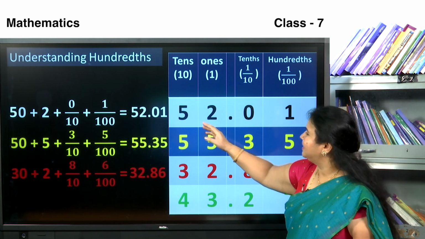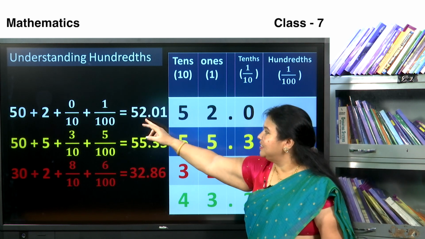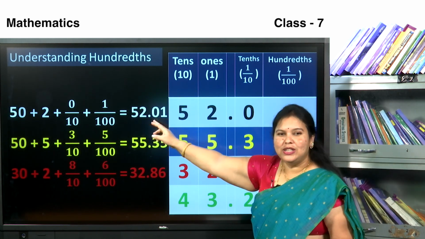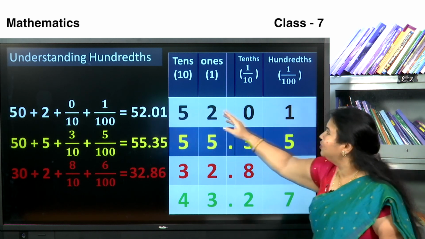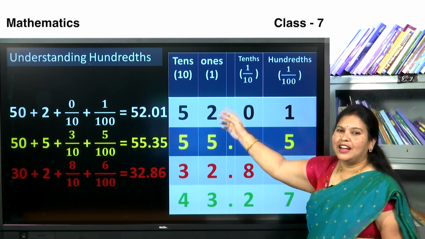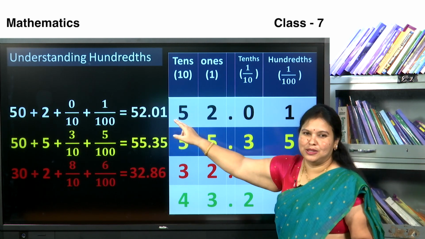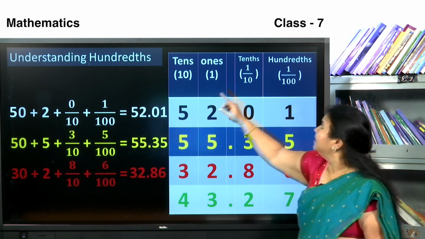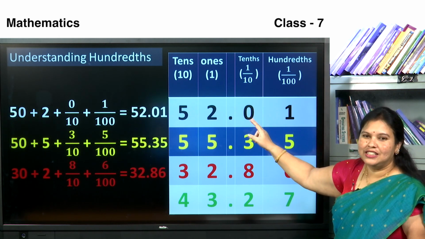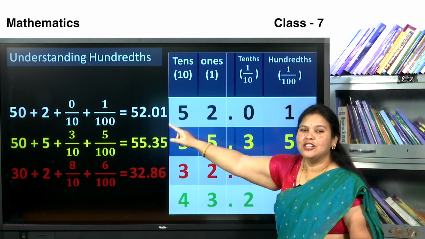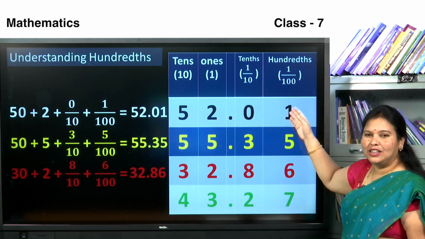52.1 can be written like this. Here 5 is in tens place, so we have to write it in tens place, and 2 is in unit place, so we have to write it below the ones place. After the decimal point we have to place the decimal numbers. So, 0 is there in tenths place, so we have to write 0 below the tenths place, and 1 is in hundredths place, so we have to write it below the hundredths place.